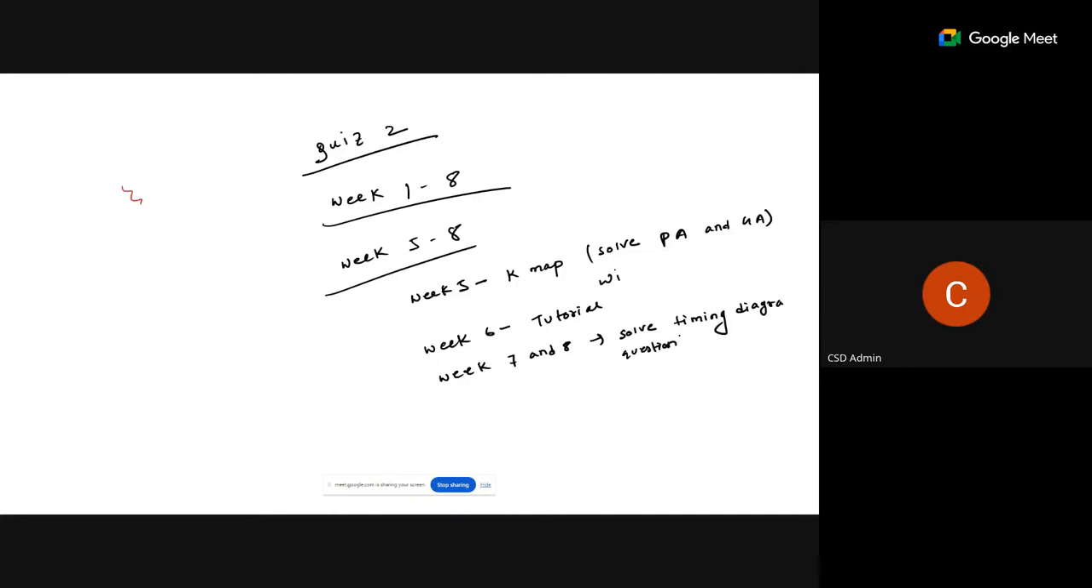Another thing is the JK flip flop truth table and excitation table. The truth table and excitation table are for the master slave. And for the D flip flop, the truth table and excitation table. So this will be sufficient for quiz 2.